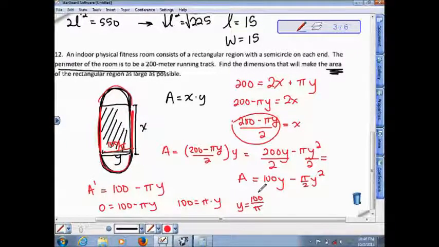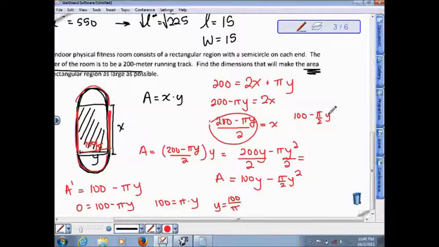Now, to find x, right here, if we wanted to again make this maybe a little bit easier, x is equal to 100 minus pi over 2 times y. But we know that y is equal to 100 over pi. Pi's cancel. 100 over 2 is 50. 100 minus 50 is 50. So this has a length of 50 meters. So 50 meters here, 100 over pi meters on that dimension.